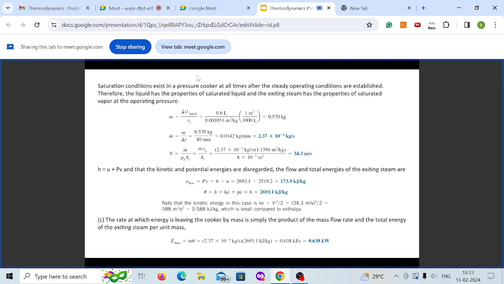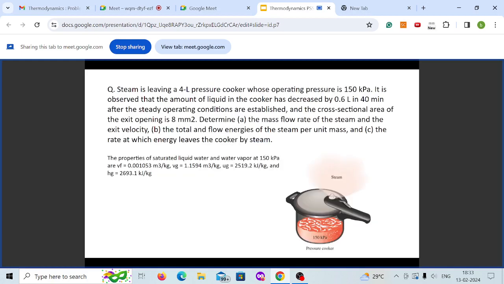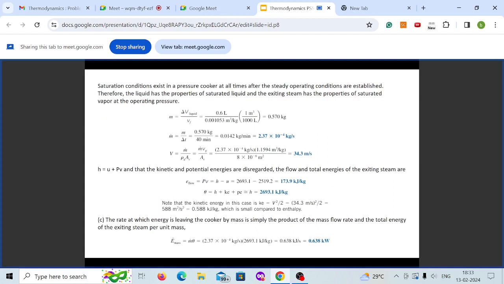Now in the pressure cooker, you have reached steady state. At that condition, saturation condition will exist, because it's boiling and there is a phase change, so it will happen at constant temperature corresponding to the pressure inside the cooker. The pressure in the cooker is 150 kilopascal, that's what is given. So we'll first find the mass which you are losing in 40 minutes.